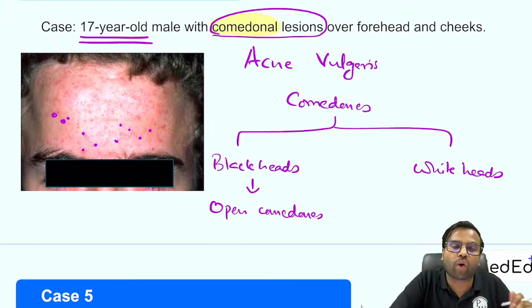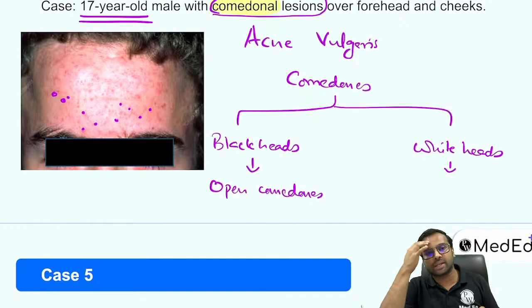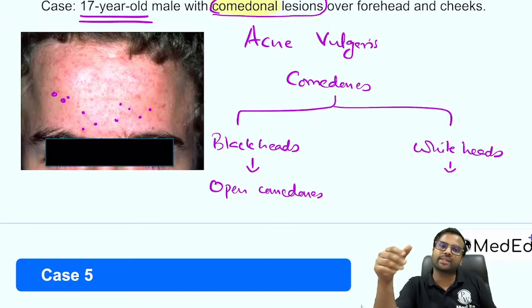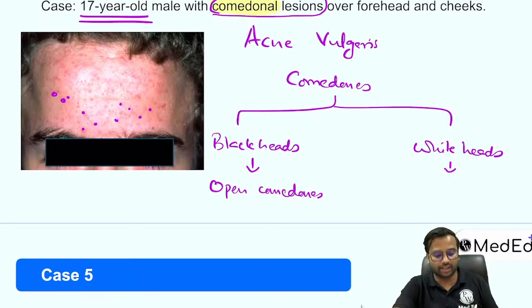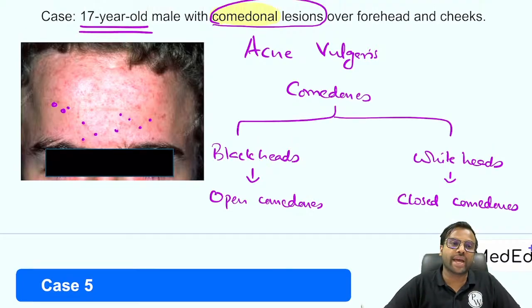At the same time, with whiteheads, all these small lesions present over the skin are not opening up, meaning they are closed, and there is no oxidization reaction, so the lesions look white in color. So these are called closed comedones. So that is about acne vulgaris.